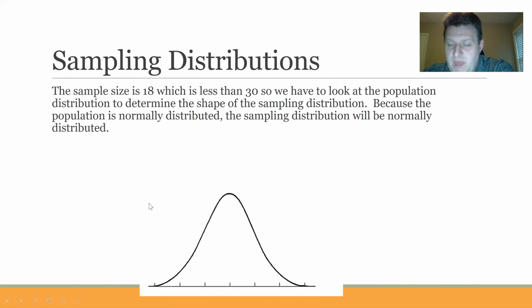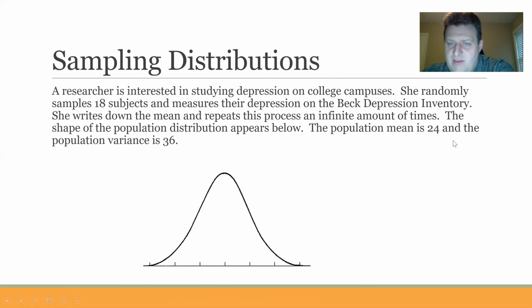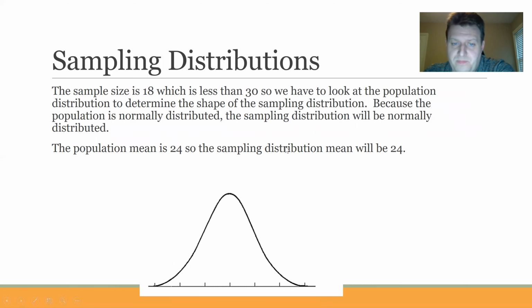What's the mean of the sampling distribution? Well, it's the same thing as the population mean, so it should be 24. Okay, the sampling distribution mean will be 24 as well.